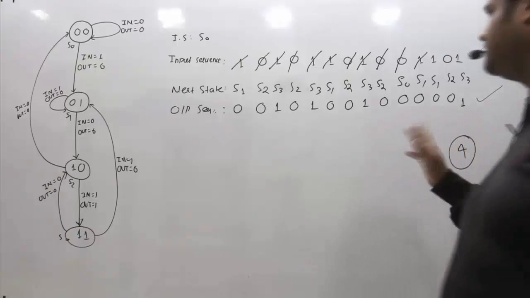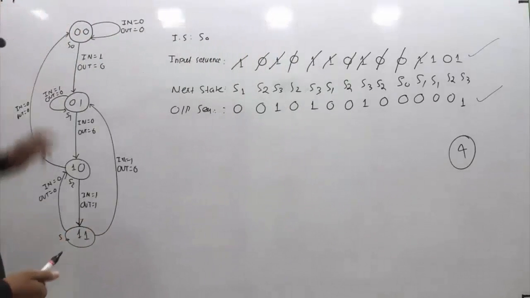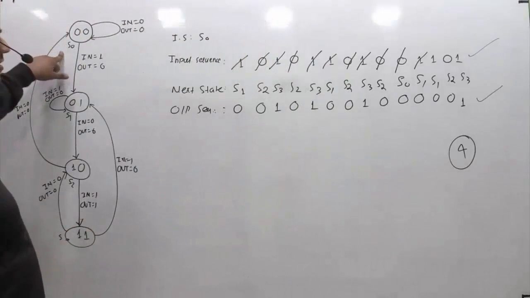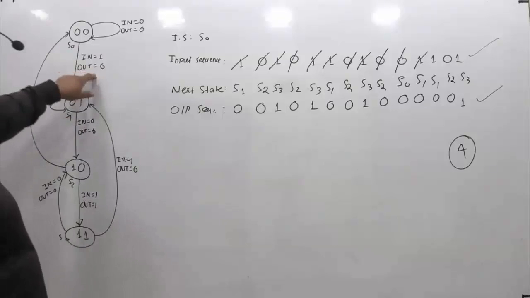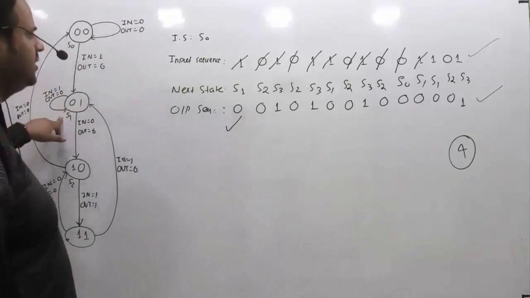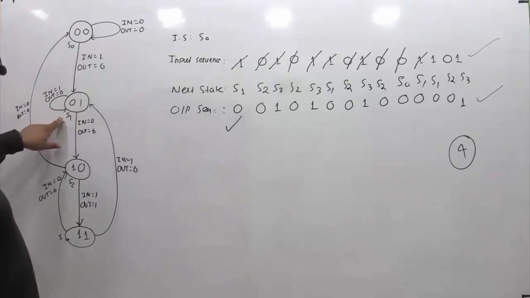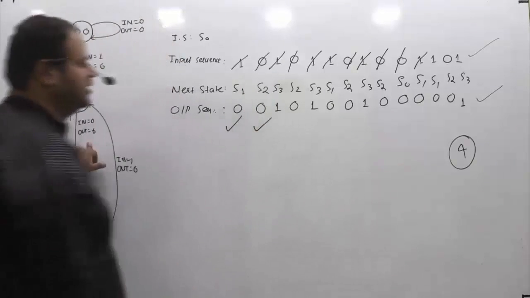Okay, so let us again cross check. I was at S0, and I have given the input 1. If I give the input 1, I reach S1 with output equal to 0. So now you are at S1. At S1 you are giving the input 0, so you are coming to S2 with output equal to 0.